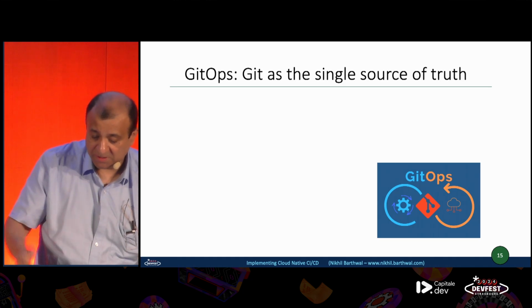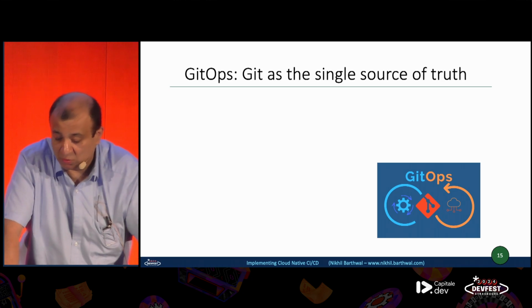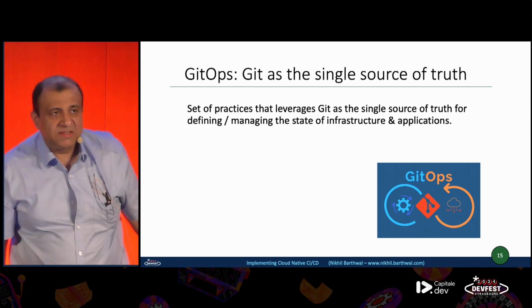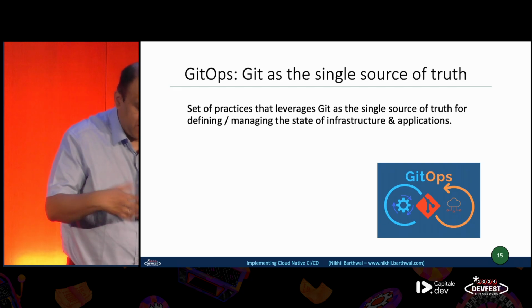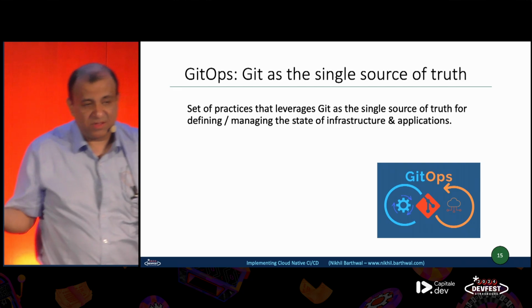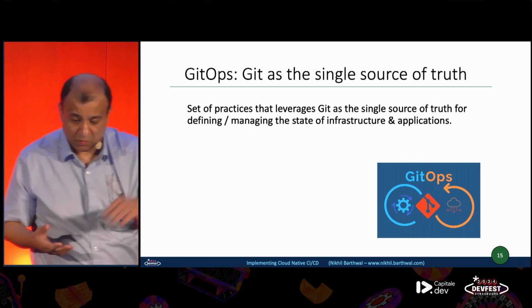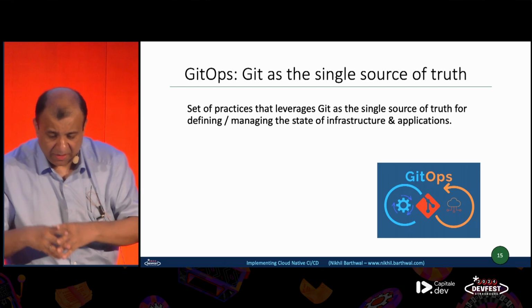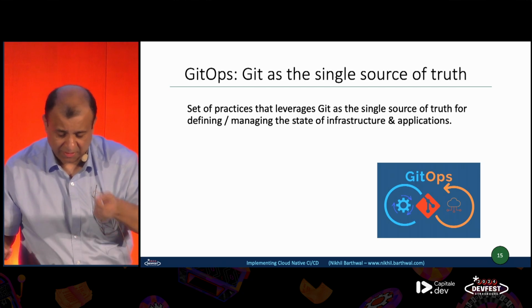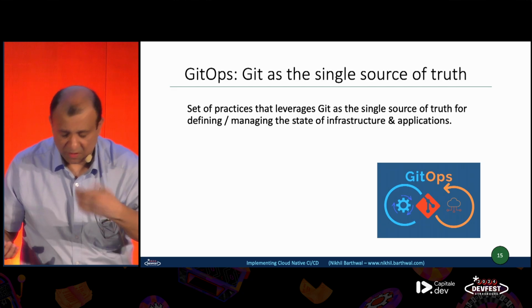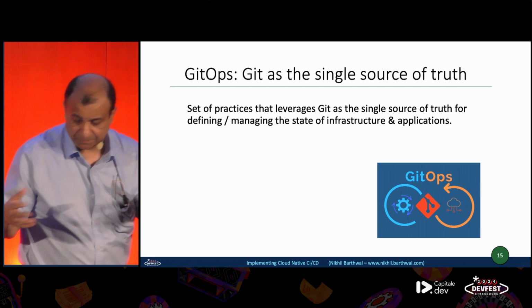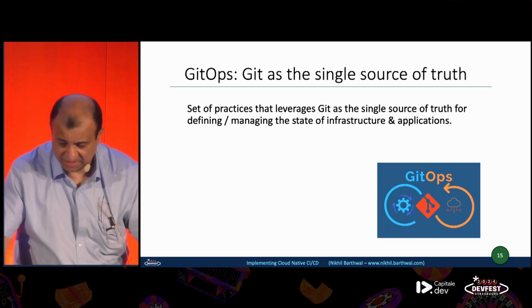Okay, so what is GitOps? Git as a single source of truth. What does it mean? GitOps is basically a set of practices where you follow a paradigm of everything as code, right? Infrastructure as code, etc., and everything is checked in. And you can manage the state of this infrastructure. Git is basically your version control. I'm saying Git, but essentially it's any version control that holds the state of the system.